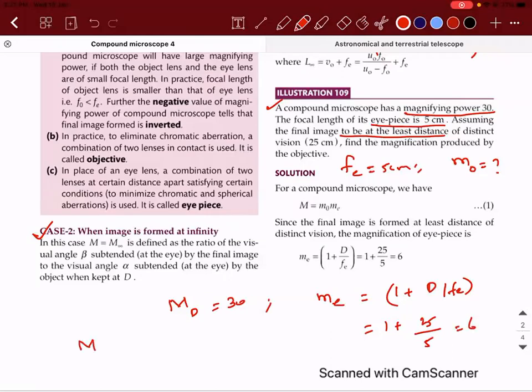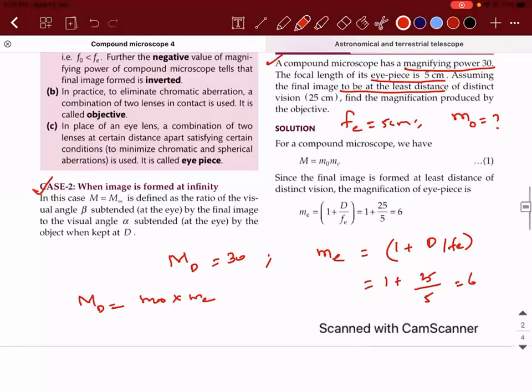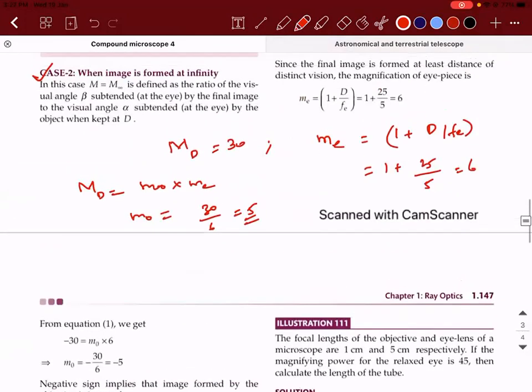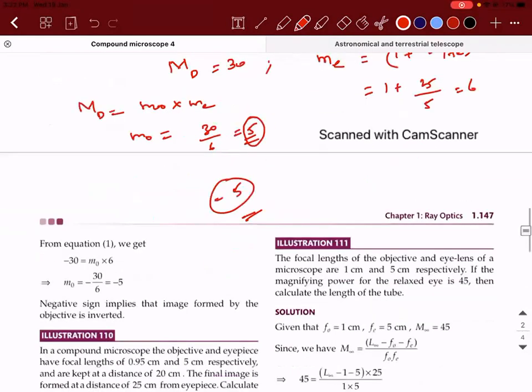So MD is equal to M naught into ME. So M naught is equal to MD, 30, divided by 6. It is going to be 5. So the magnification produced due to the objective in this scenario is 5. And remember, the magnification produced due to the eyepiece will be negative because it is forming a real and inverted image.